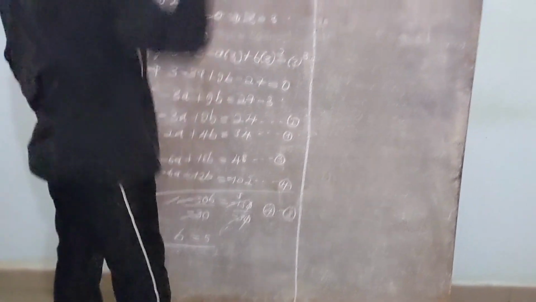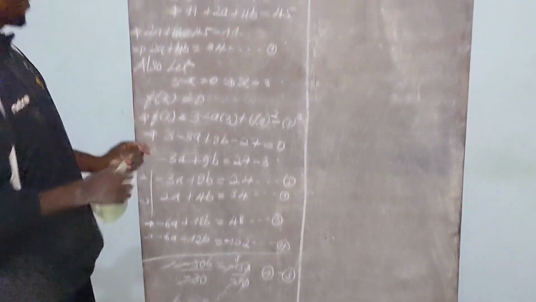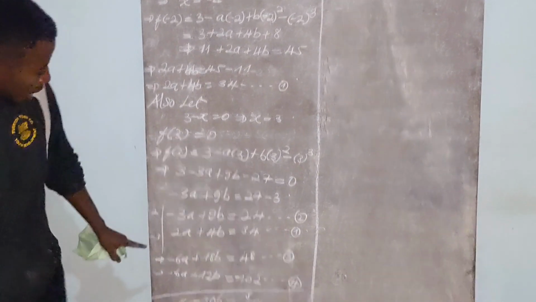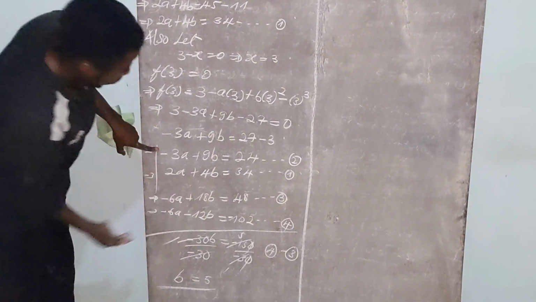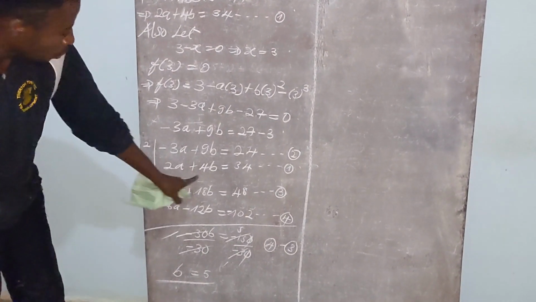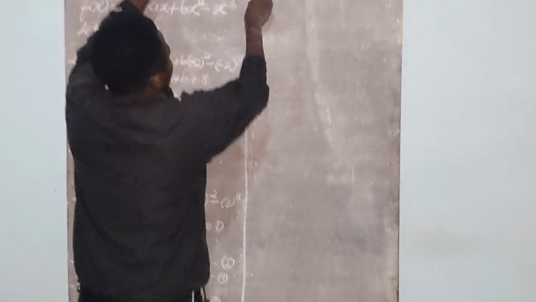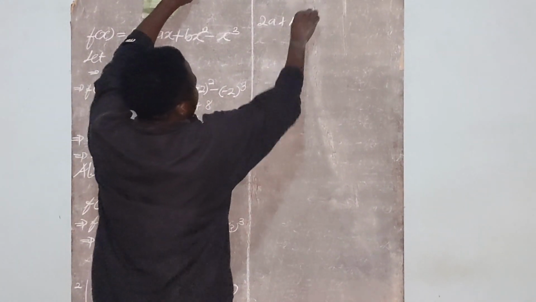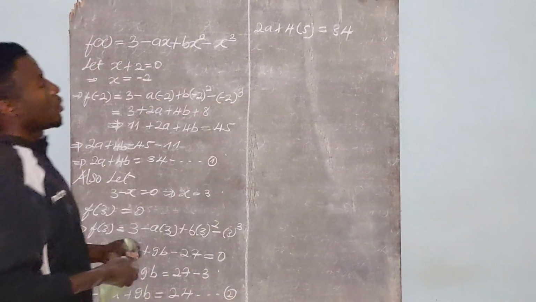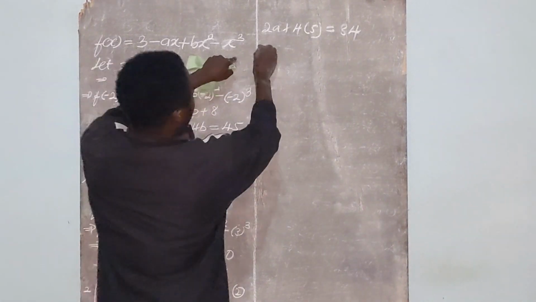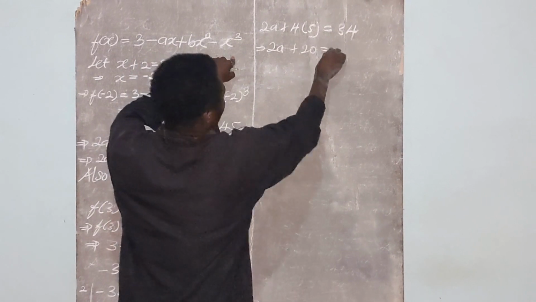Then we are going to substitute the value of b into any of the original equations. The original equations are these ones. So let me substitute it in equation 1 because you see all the terms are positive. I will substitute b here. So we have 2a plus 4b equals 34. 2a plus 4, our b is 5, equals 34. So simplifying that will give us the value of a. You can see clearly I have 2a plus 20 equals 34.